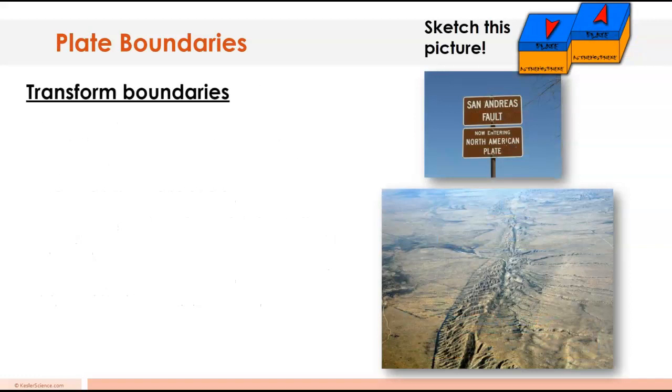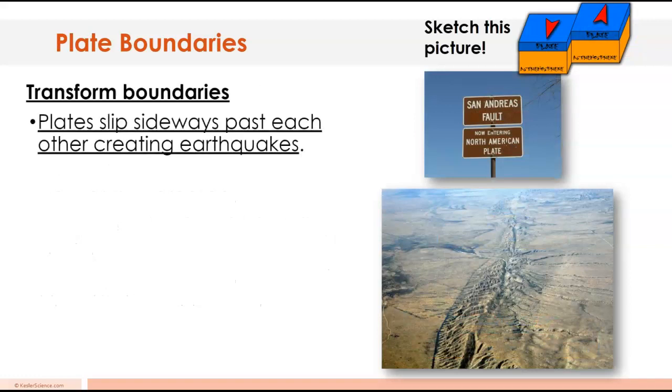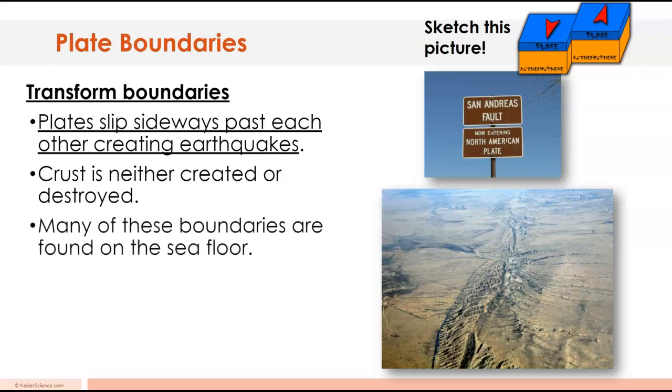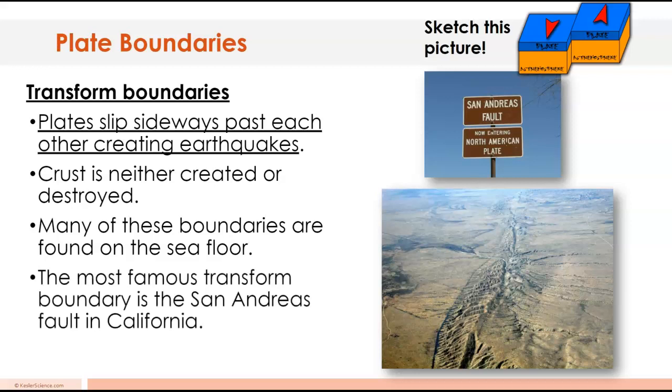Okay, next up we have transform boundaries. Those are our movers and our shakers. They slip sideways past each other, creating earthquakes. So we're not creating or destroying crust, we're just shaking it up a little bit. We find a lot of these boundaries on the seafloor, so there are underwater earthquakes, as you read about in the article. And the most famous is right here in California, the San Andreas Fault. So go ahead and pause, write that down, and also sketch this little picture right here.